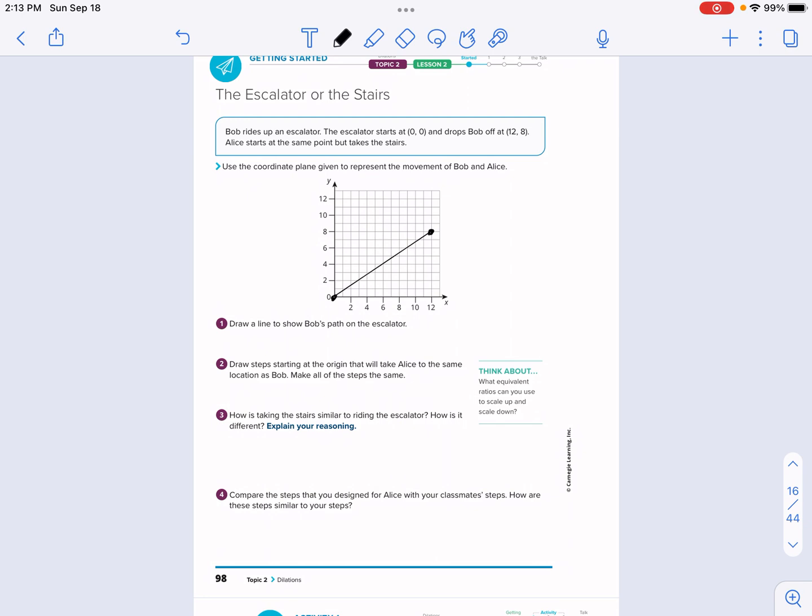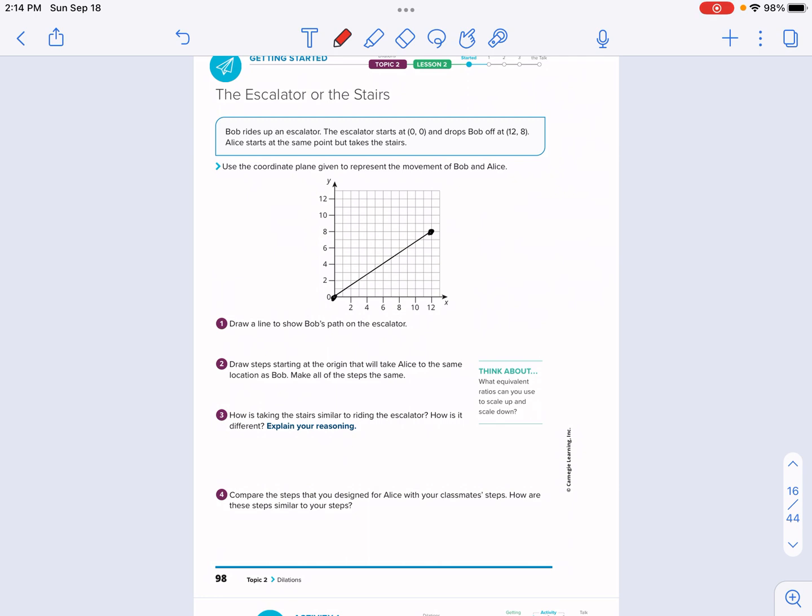Step 2, draw steps starting at the origin that will take Alice to the same location as Bob. Make all the steps the same, right? As you go upstairs, you don't really see steps that are of different sizes. They're all pretty much equal shape, equal size. So looking at this, how many steps? And what is the size of each one of those steps? So answers will vary, but I'll give you a generic example here.